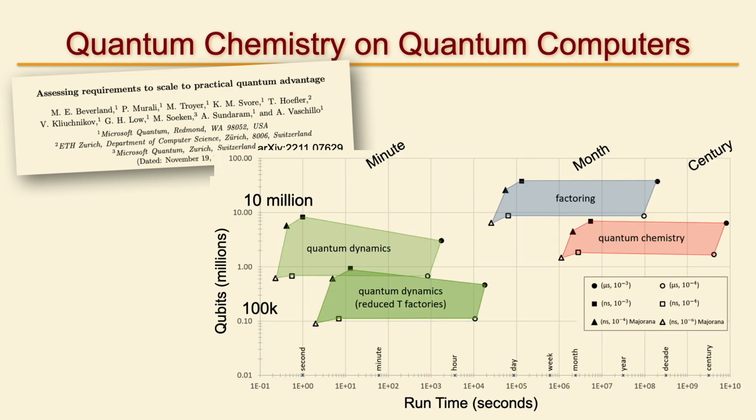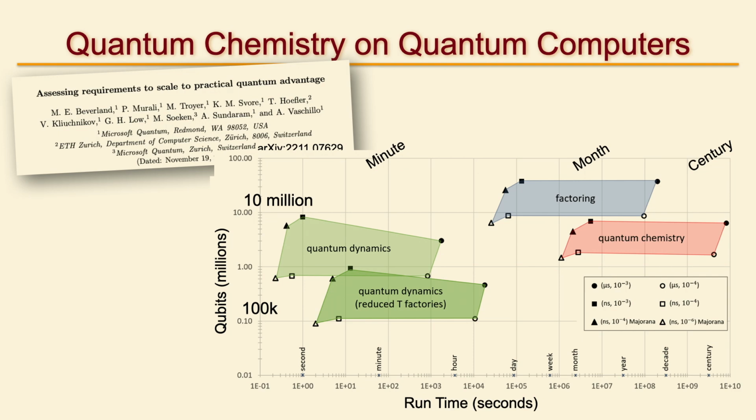I like to first go back to this by now somewhat semi-old Microsoft paper, which makes a list of the most important quantum algorithms, dynamics, factoring, quantum chemistry, in a grid which has the physical qubits in millions on the y-axis and the runtime in seconds on the x-axis. These different symbols mean slightly different properties. We have gate times between microseconds and nanoseconds, and we have errors between 10 to the minus 3 and 10 to the minus 4.